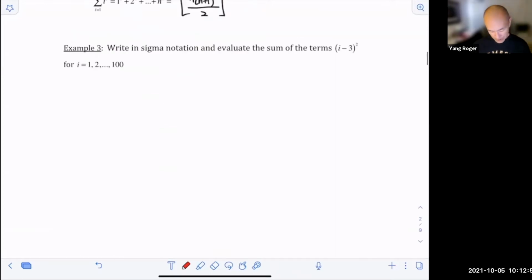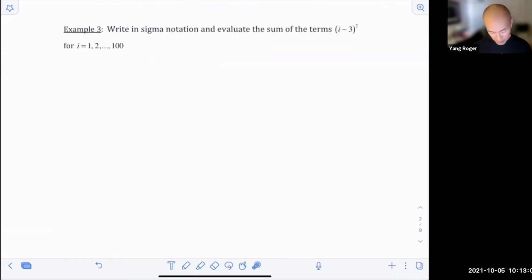So the first thing they say is write in sigma notation and evaluate the sum of the terms. And this is what the general term looks like, and our indexing variable ranges from 1 to 100. Okay. So if I were to write this down, I'm calculating a sum. My sum is going as i goes from 1 to 100.